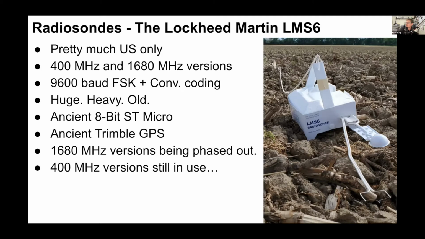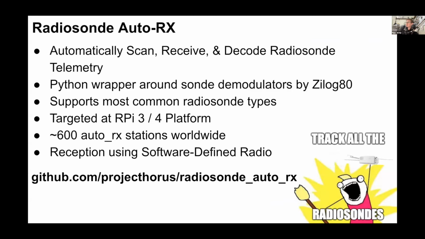But yeah, these are generally being replaced by DFMs and the RS41 radiosondes. There are still a couple of holdouts, I believe, launching on the 1680 megahertz, but they'll be gone soon. So how do we go and receive all of this radiosonde telemetry?